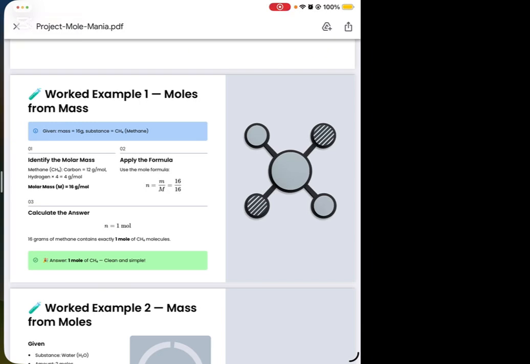Example 1. Let's solve an example. We have 16 grams of methane. First, we find the molar mass, which is 16. Then we divide to use the formula. 16 divided by 16 equals 1 mole, so the answer is 1 mole.